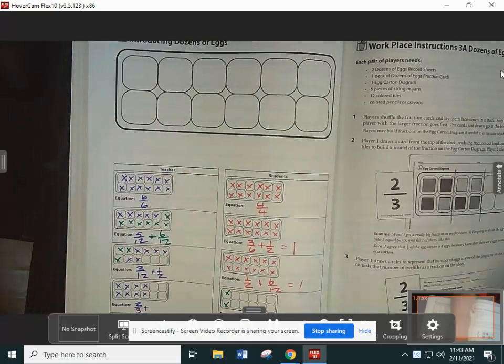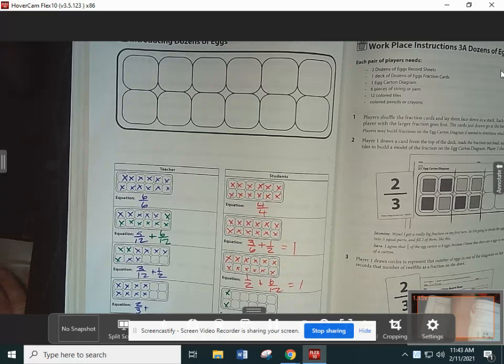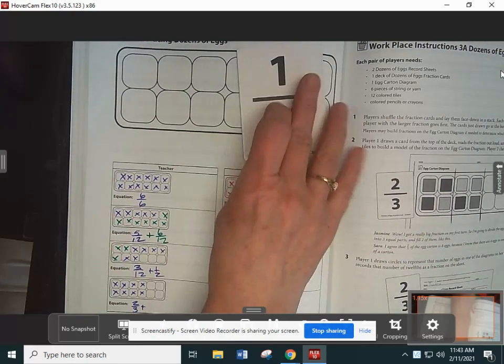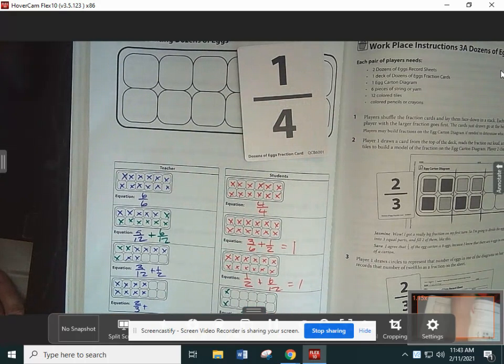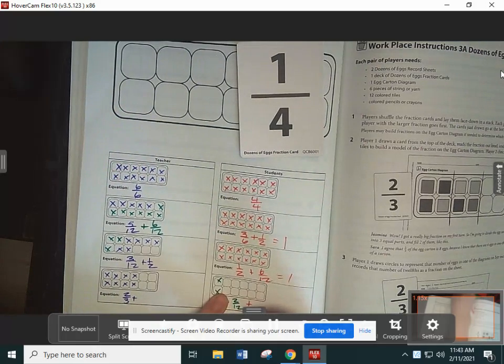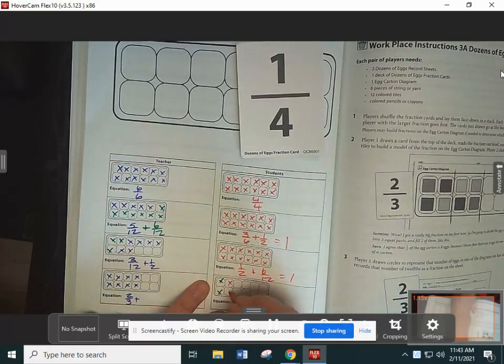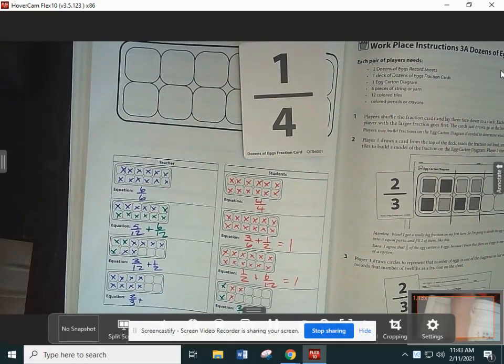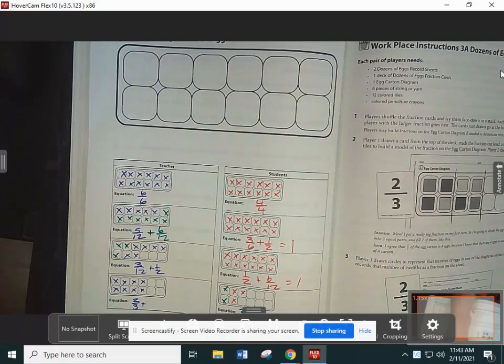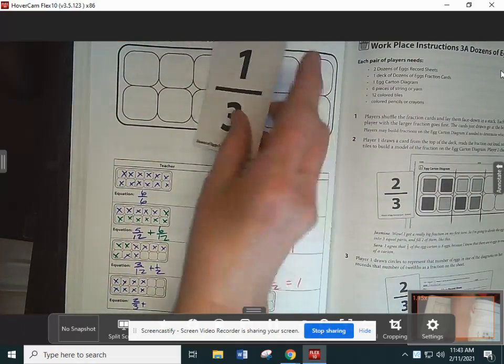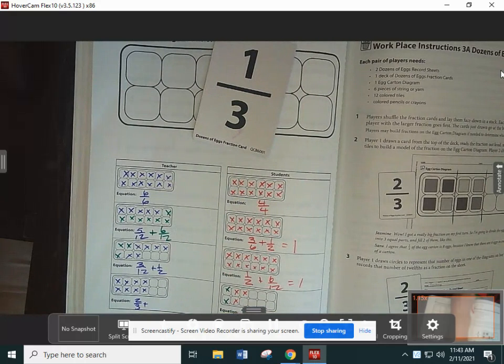Okay, let's see how we do. You guys better not get a big one. Get a big one. Get 10/12. Ooh, 1/4. How many eggs is 1/4? Sapphira says 3. It's 3. 1, 2, 3. I feel like the teacher's gonna win. She probably is. I feel like the students are. How many eggs is 1/4?